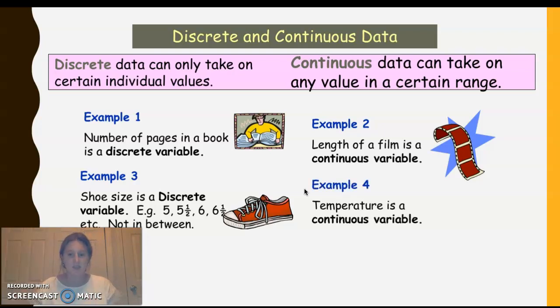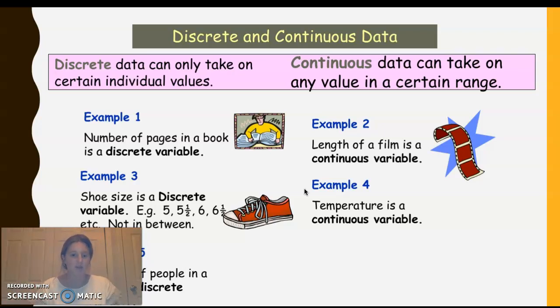Looking over at continuous, we talked about length being continuous. Also, temperature is a continuous variable. It ranges, I don't know, 75 degrees. It's not like exactly 75 when you think about it. There's more breakdowns of what the temperature can be. So we're talking length and temperature as continuous variables.